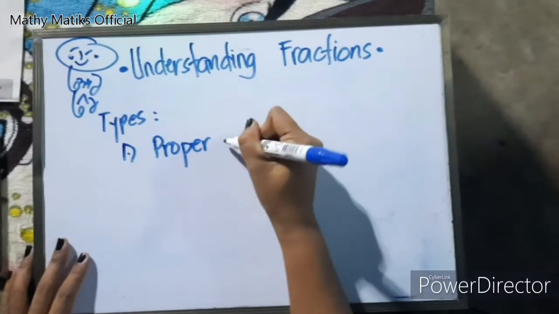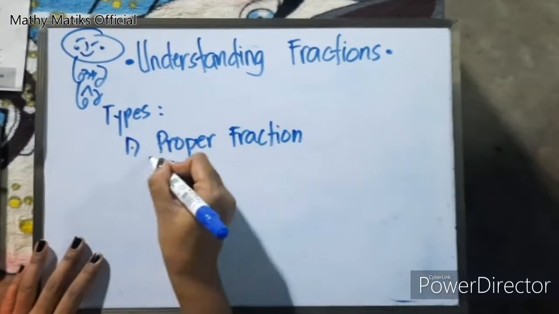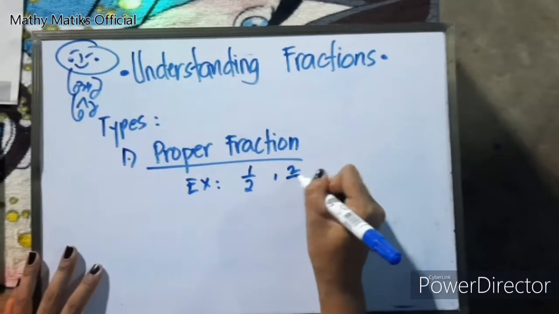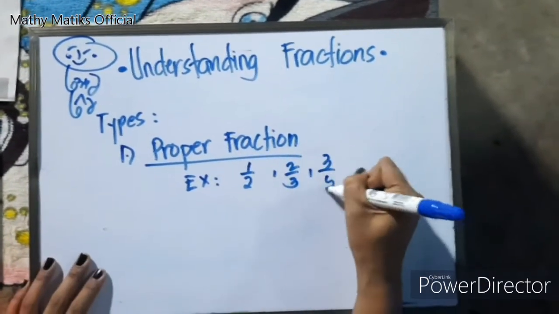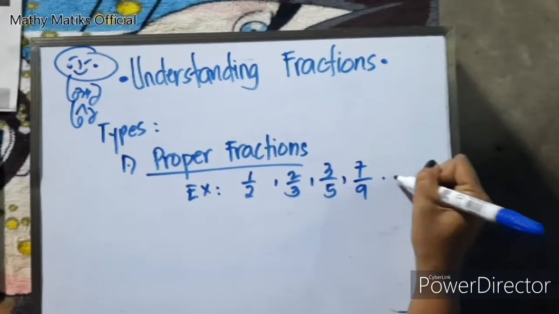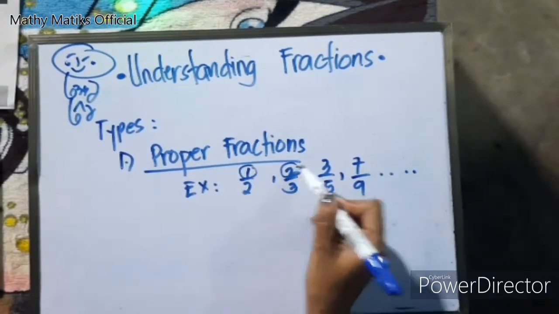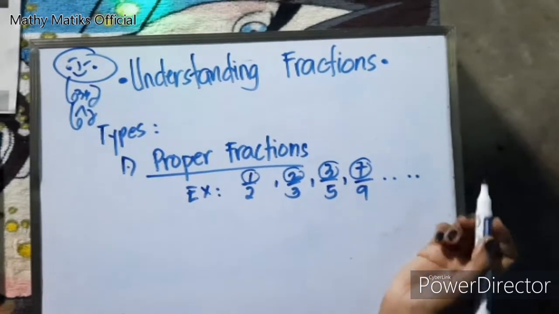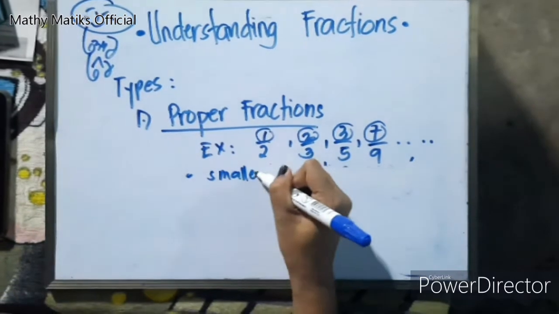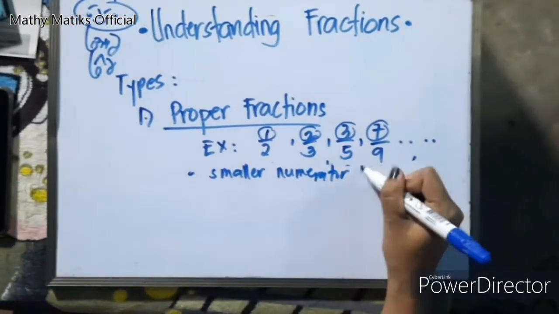Number 1, proper fractions. For example, we have 1/2, 2/3, 3/5, 7/9, and so on. As you can see, notice that the numerator is smaller than the denominator. Bear in mind that when the numerator is smaller than the denominator, that is called a proper fraction.